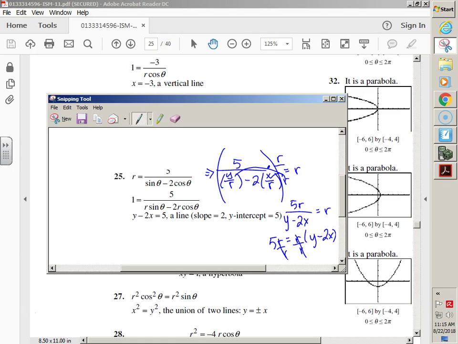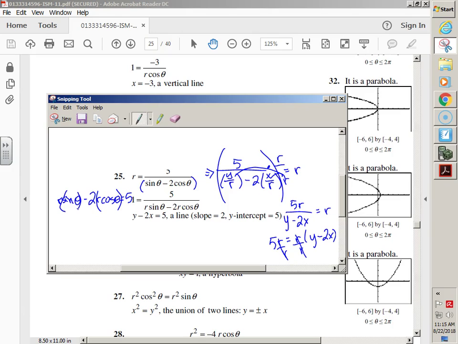The other way, just to see if it makes sense, what Aryan did is he multiplied up on the other side. And then you have, just for anyone else who got confused, r sine theta minus 2r cosine theta. And then using those spiffy formulas, we can substitute with x's and y's.